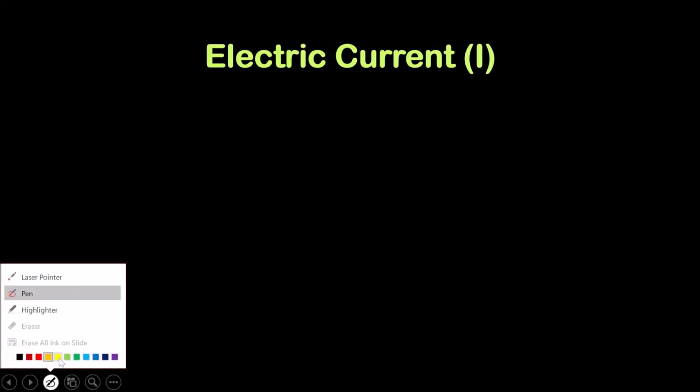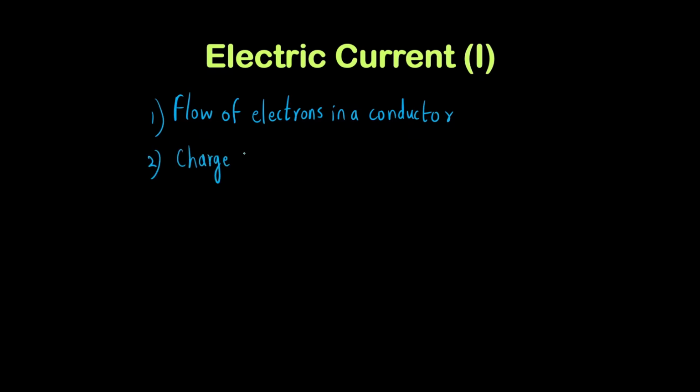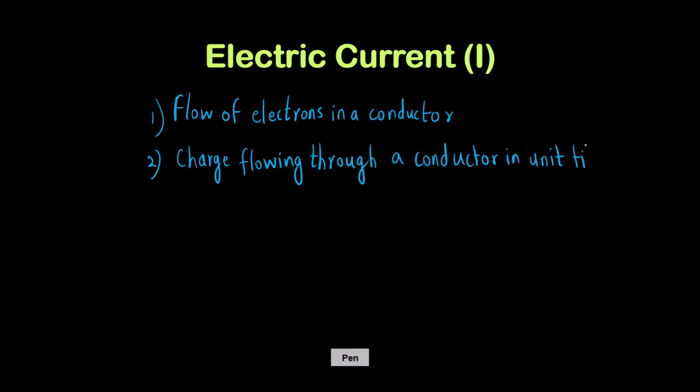What is electric current? Electric current is basically the linear flow of electrons in a conductor. That is one definition of electric current. Another definition: the total charge flowing through a conductor in unit time. Unit time means 1 second or 1 minute; unit means 1.